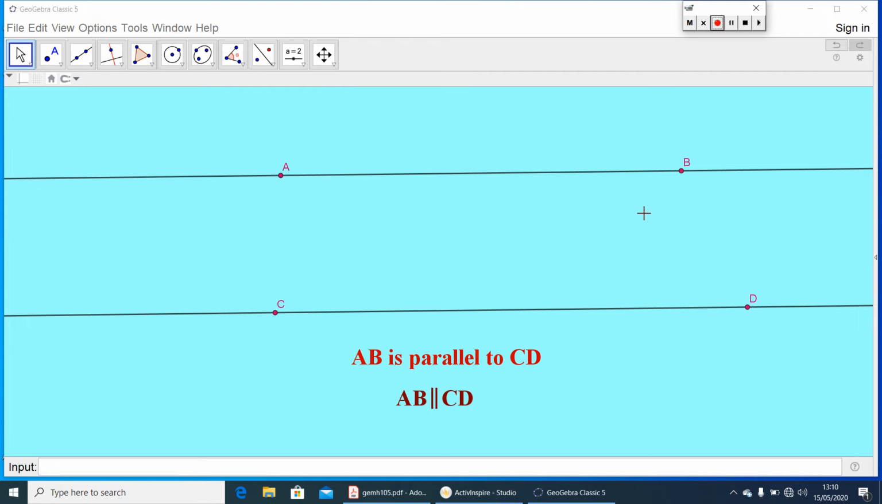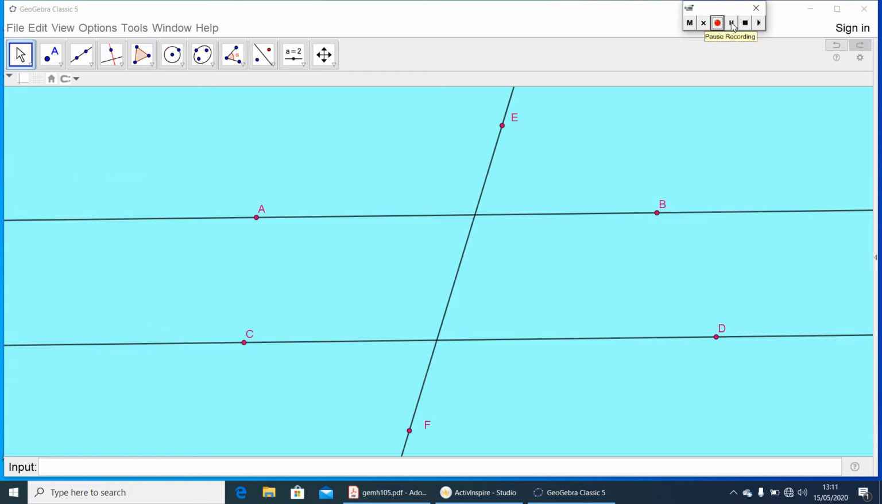Now let me draw a transversal to AB and CD. EF is a transversal of AB and CD. Let EF intersecting AB at G and CD at H. Now you will get 8 angles and you know all the name of these angles. Now let me consider the pair of corresponding angles.